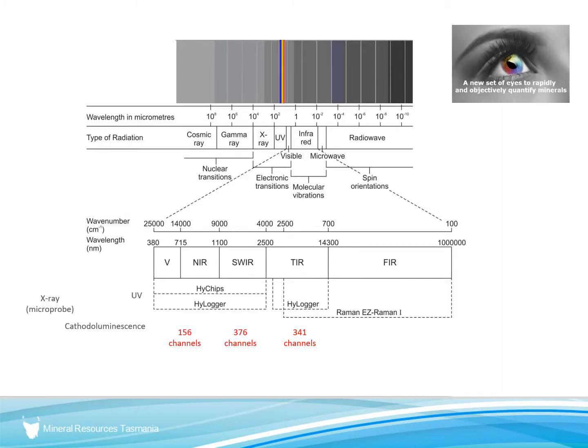The HyLogger sees in the visible and near infrared with a whole lot of channels in that area, a lot more channels in the shortwave infrared where things get most interesting mineralogically, and the thermal infrared out here at the thermal wavelengths, with a gap between that and the shortwave infrared, the middle infrared, which will be filled by the HyLogger 3 coming out in late 2021.